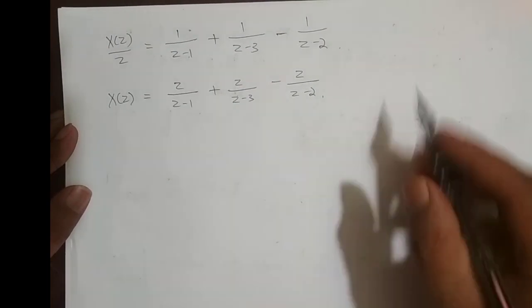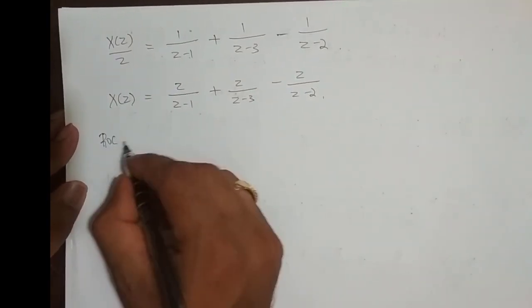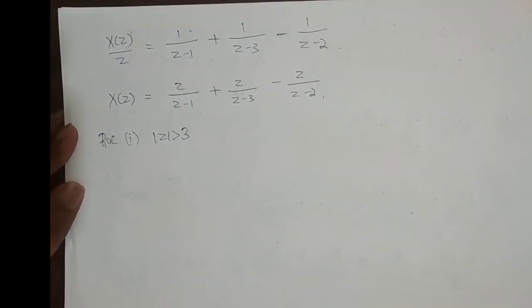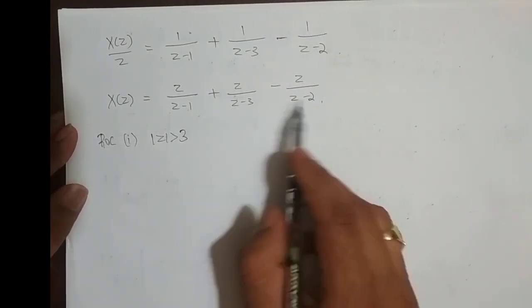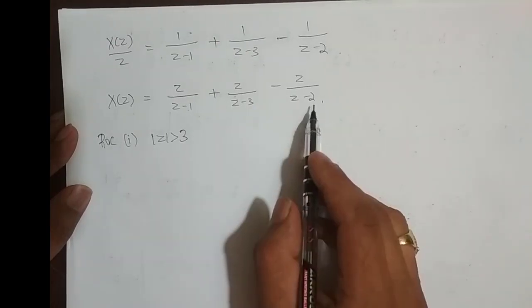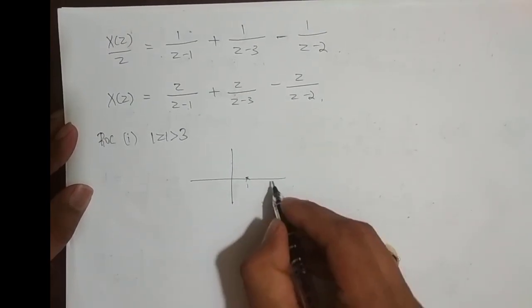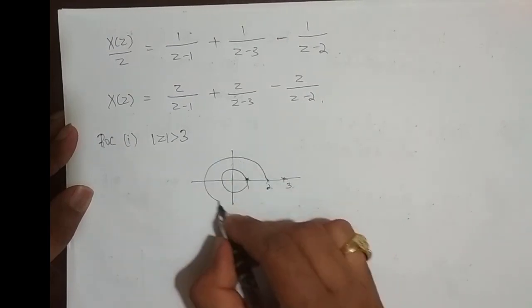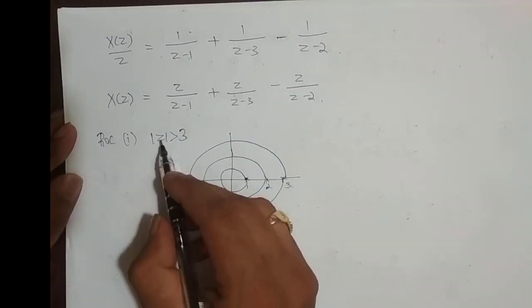Depending upon the cases of ROC, we get different kinds of inverse Z transform. What is the first case? ROC case 1 is magnitude of Z greater than 3. Now we have three infinite length sequences. Since we have three poles, we will have three circles, with radius 1, 2, and 3. This is a circle with radius 1, this is a circle with radius 2, and this is a circle with radius 3. Now what I want is magnitude of Z greater than 3.